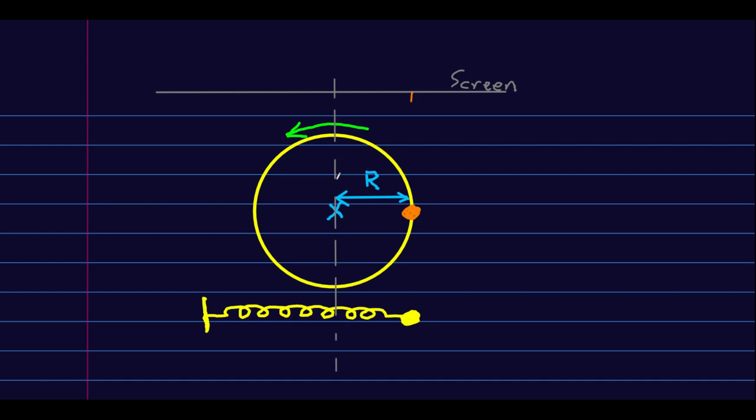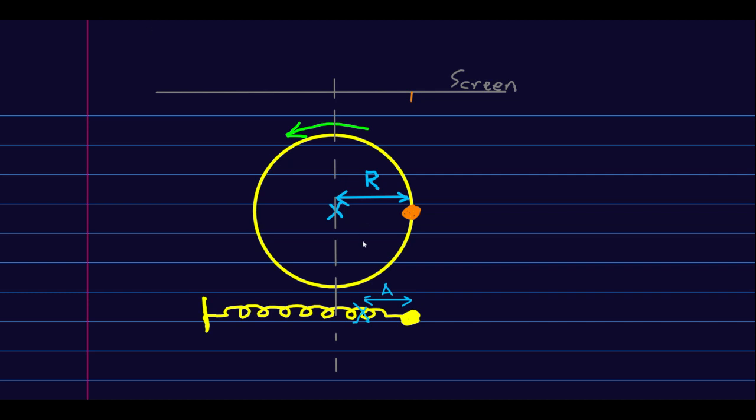Now, let's suppose that we haven't lined up the equilibrium position of this mass on the spring with the center of the circle. And so let's say the equilibrium position is here. And that means that the amplitude of this oscillatory motion is like this, which does not match the radius.